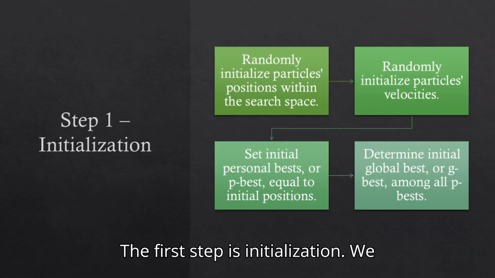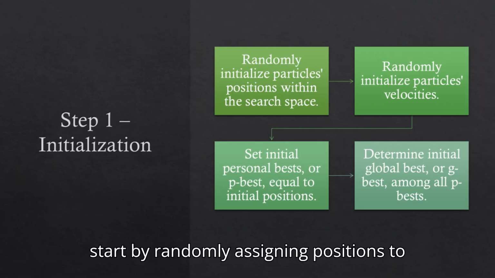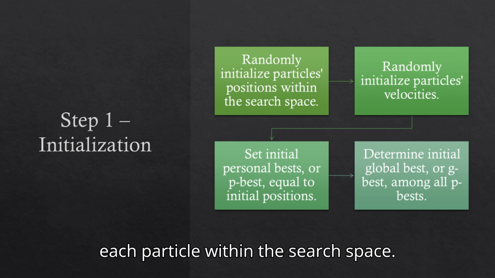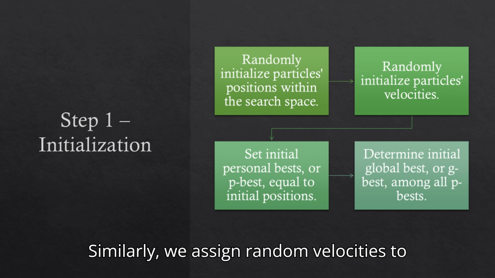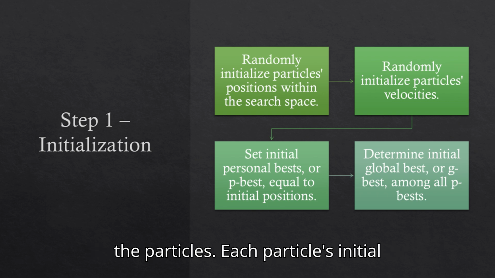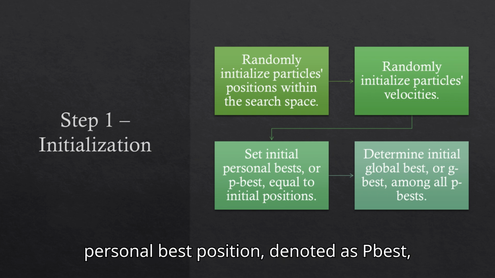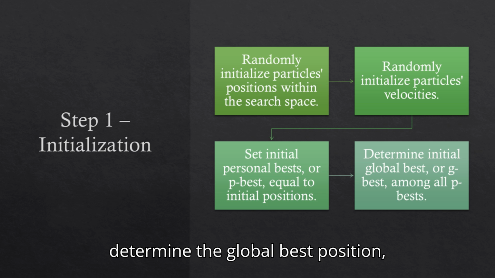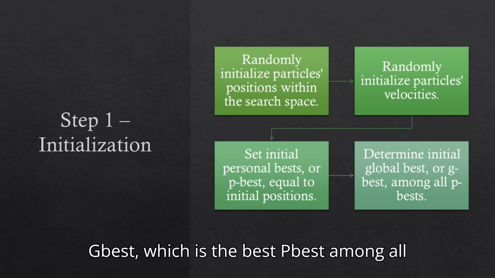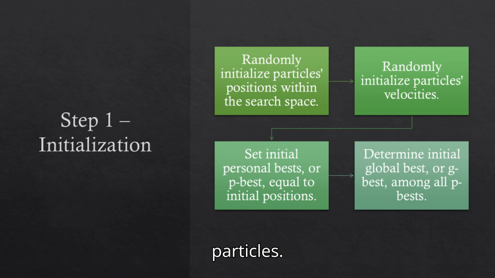The first step is initialization. We start by randomly assigning positions to each particle within the search space. Similarly, we assign random velocities to the particles. Each particle's initial personal best position, denoted as P-best, is set to its initial position. We then determine the global best position, G-best, which is the best P-best among all particles.